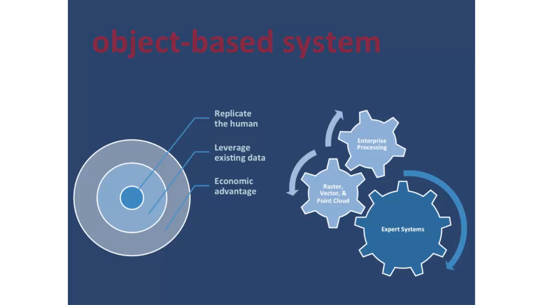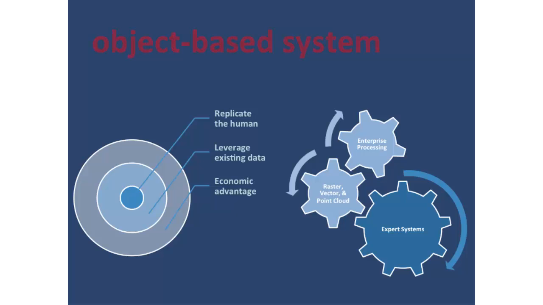So what is an object-based system? I've talked about the data that's available. Oftentimes it's freely available, but someone's paid for that. We've invested a lot of money in that data. We want to take advantage of that data. And then we want to replicate the human. So we want that level of detail that humans get, but we don't want to have to spend the time mapping features when we have concerns like flooding or other short-term events that we need data in a very rapid form.